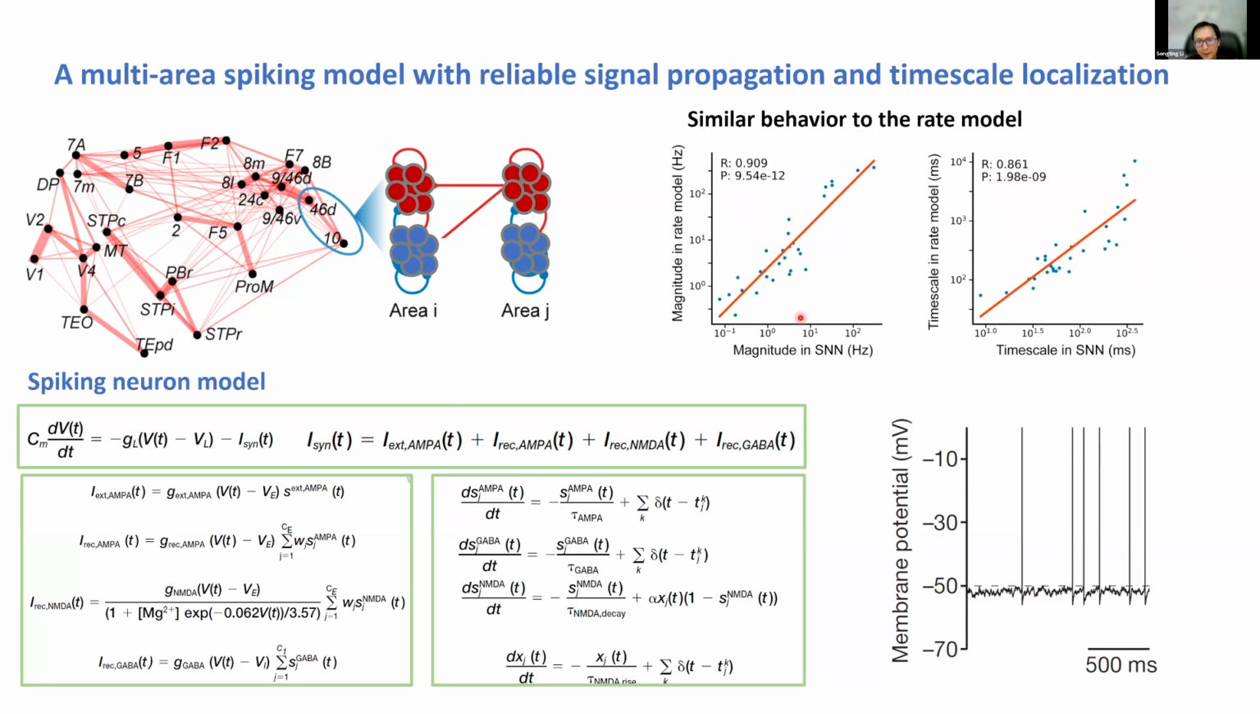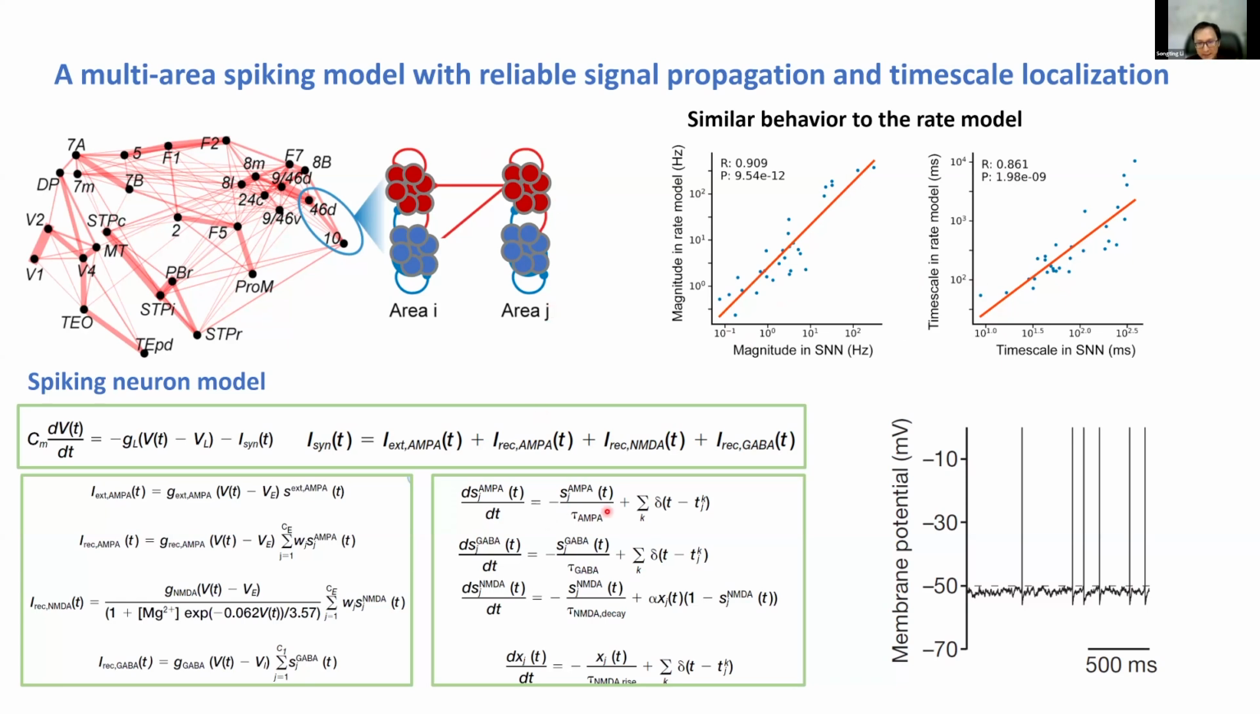And interestingly, if we compare this spiking model with the linear model, there is very high correlation, both in the firing rate and also the time scale. So indicating that in the mean field sense, or the coarse grain sense, the linear model is actually a very good approximation, at least in this regime of the spiking neural model.